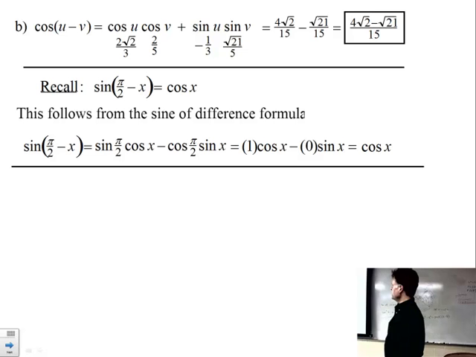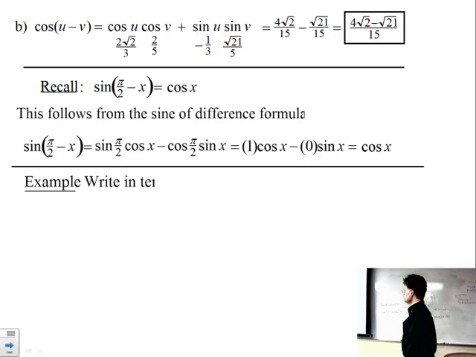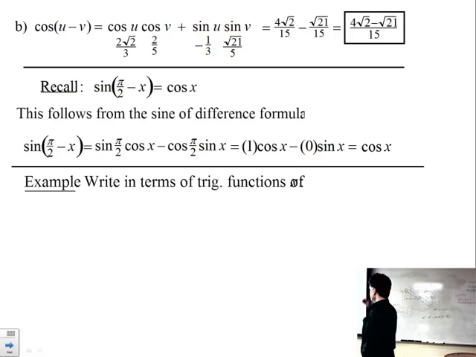Okay. So we can actually take the difference formula and rederive the complementary angle formula. And all of those other ones, the supplementary angle formula, the trig function of minus an angle, we can now do just in terms of the formulas we just learned.